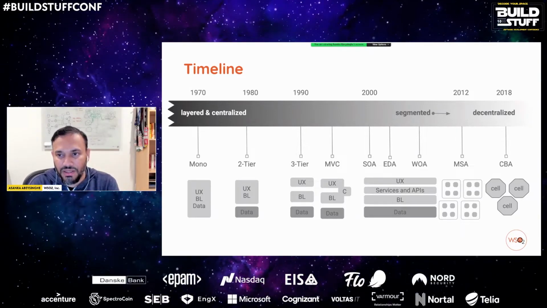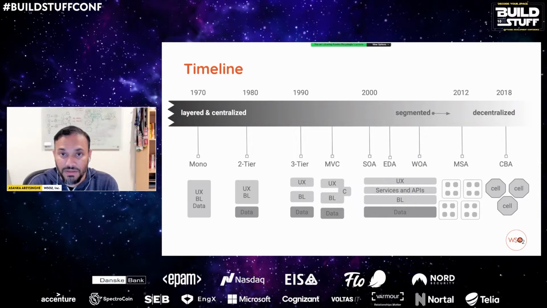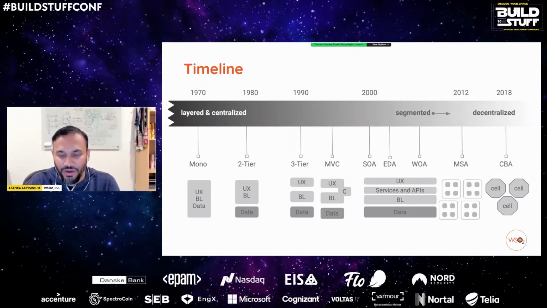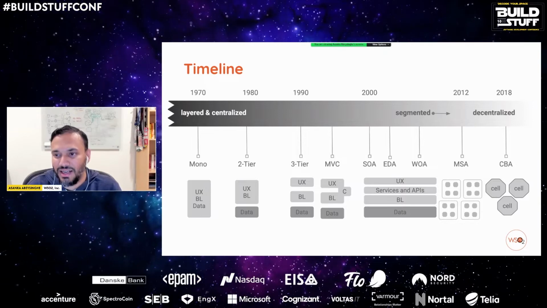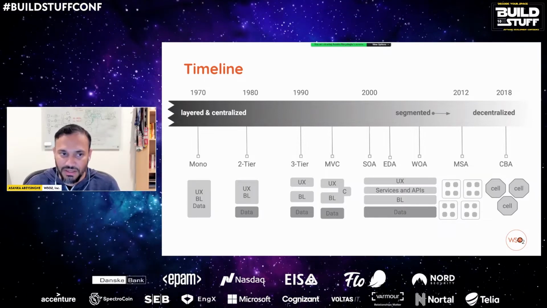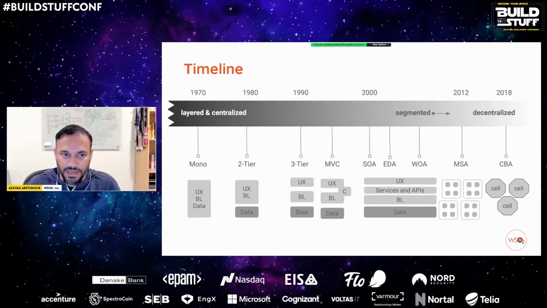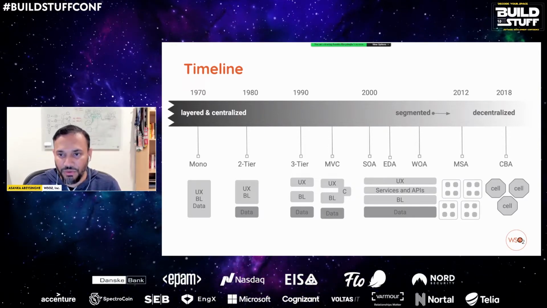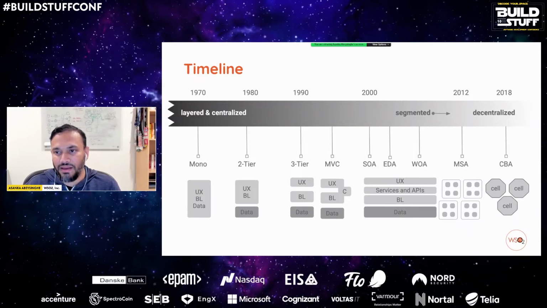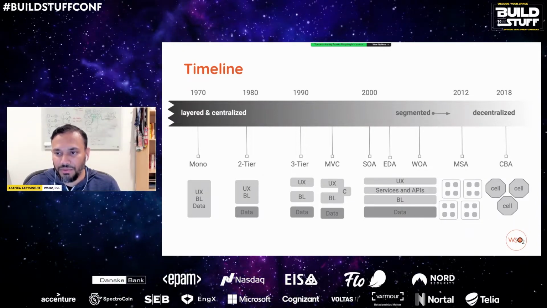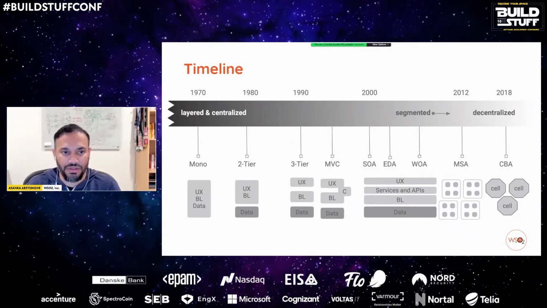Then around 2012, we moved to microservice architecture, and now we are at this cell-based architecture, which I'm going to describe today. So if you look at this diagram, what happened is layered and centralized architecture moved to more segmentation, and then now completely moved to a decentralized approach.